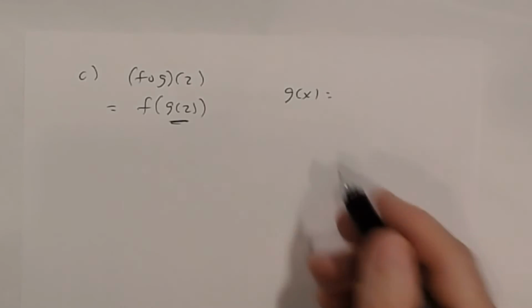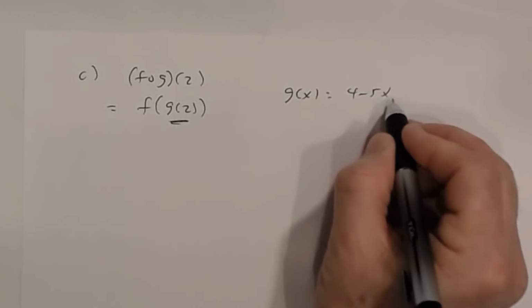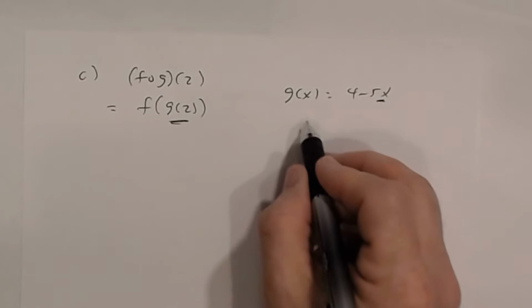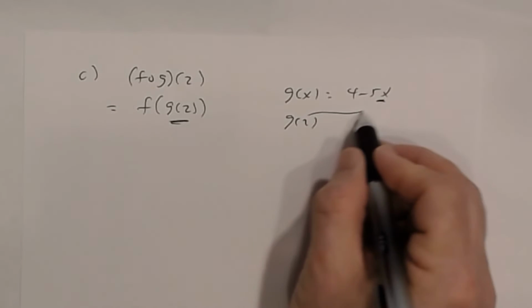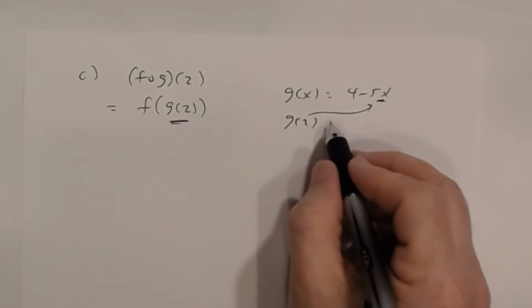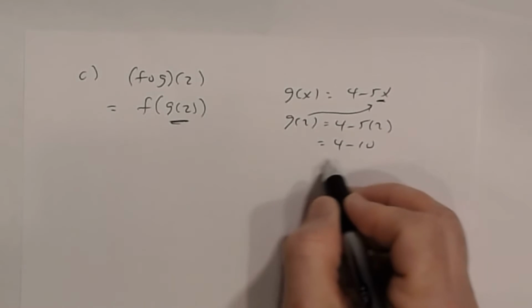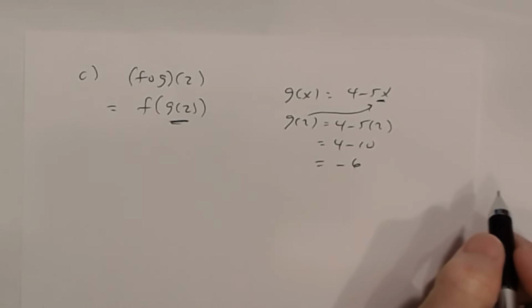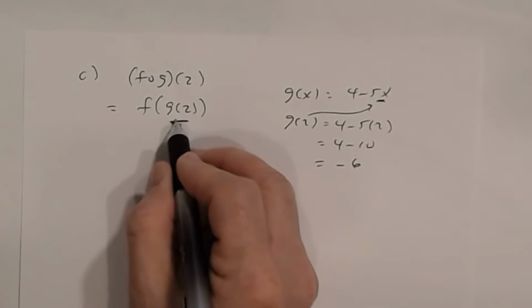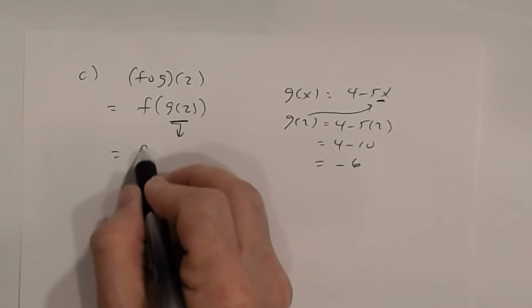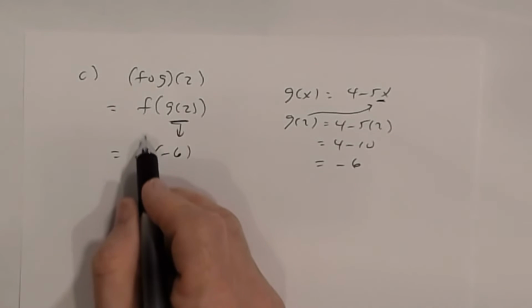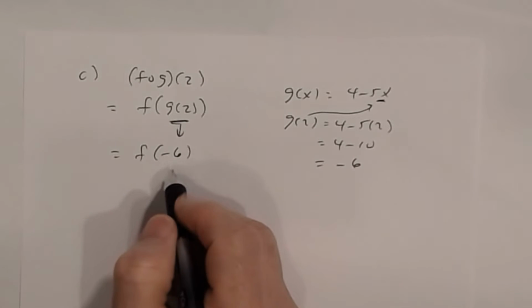That's g of x. So g of x is 4 minus 5x. And wherever we see the variable x, I'm going to substitute 2. So g of 2 will be 4 minus 5 times 2. So that's 4 minus 10, which is negative 6. So now g of 2 becomes negative 6, and I'm going to find f of negative 6.